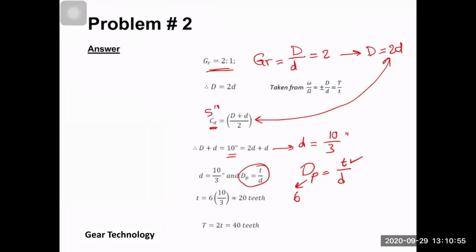So the number of teeth on the pinion is equal to 6 multiplied by the diameter, D, which is 10 over 3. So this is around 20 teeth. Remember that the gear ratio is equal to capital T over small t, right? And this is equal to 2. So if we know that small t is 20, it means that capital T here is 40.